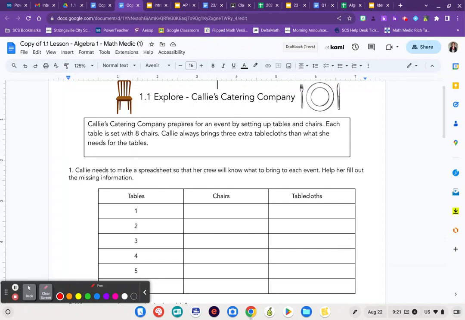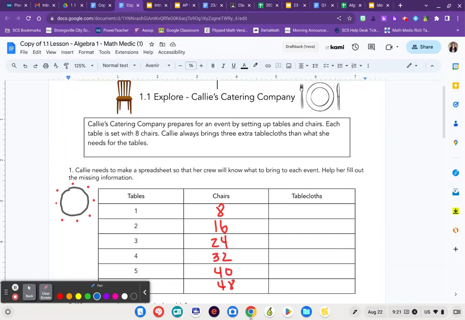So it says that each table is set with 8 chairs. So if I have a table, then there's going to be 8 chairs around it. So 1, 2, 3, 4, 5, 6, 7, 8. Okay, so if I have one table, then there are 8 chairs. So if I have 2 of these tables, 8 per table, that would be 16 chairs, right? So if I have 3 of these tables, I'm going to add 8 more chairs, so that'd be 24, and so on. I'm going to keep adding 8, and so I've got 32, 40, 48. For every additional table, I have 8 more chairs.